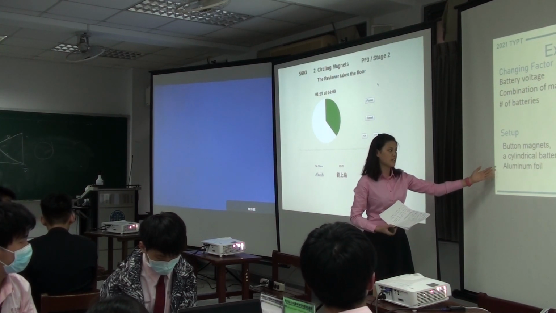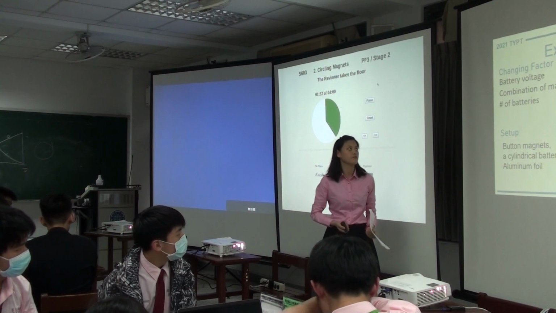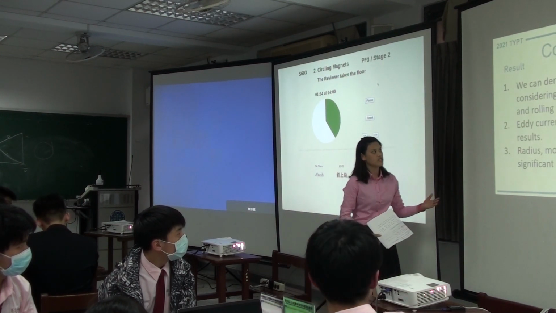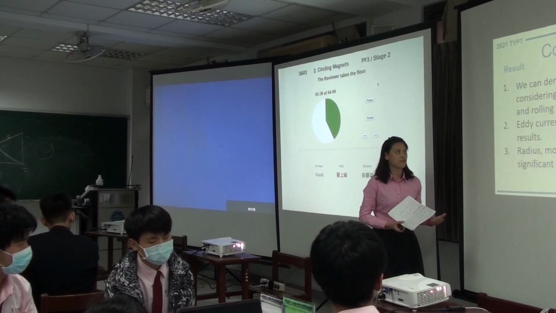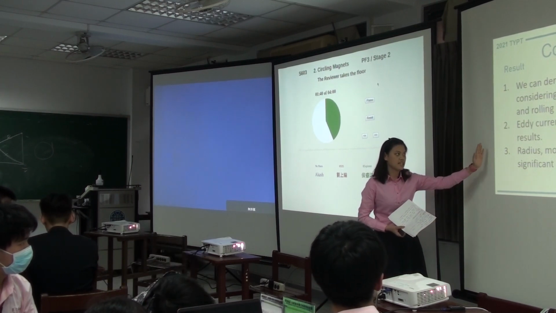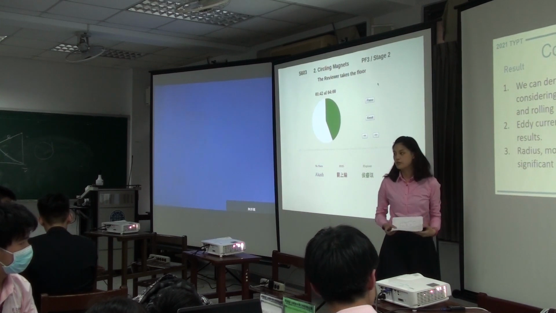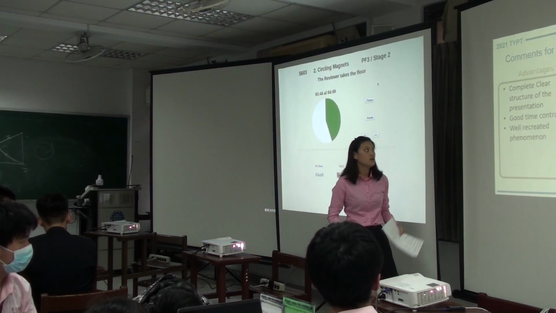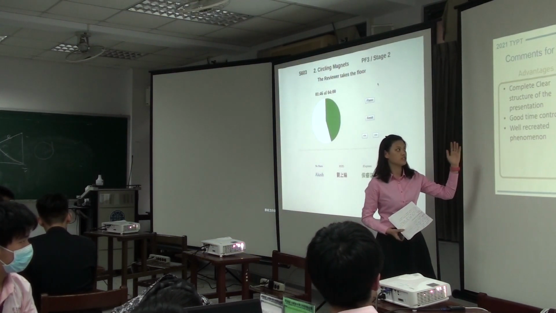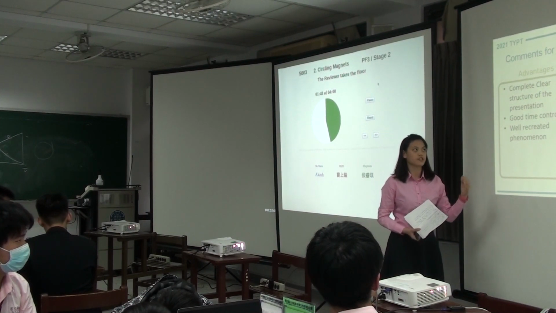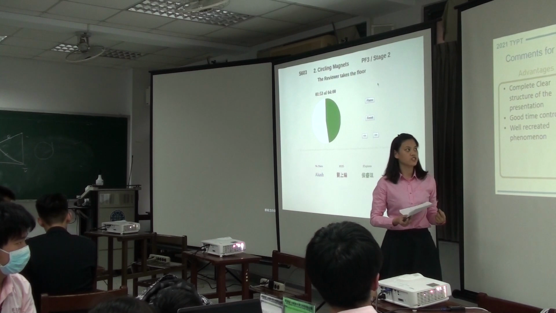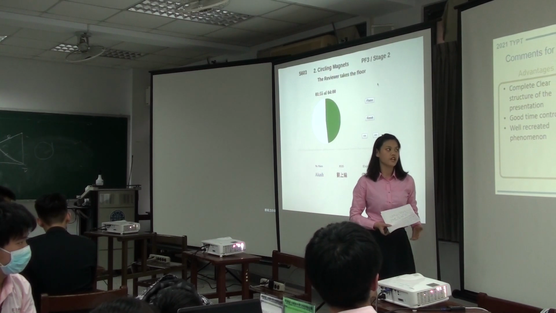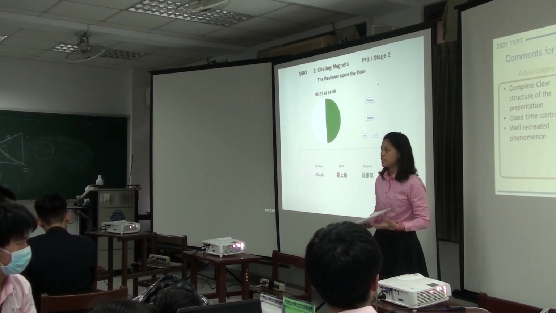They used bottom magnets, a cylinder battery, and aluminum foil. The conclusion is that they can derive the governing equation considering the current, magnetic field, and rolling friction. Second, the eddy current could cause error in the result. The advantages are a complete, clear structure of the presentation and good time control. But the suggestion is that they didn't consider the effect of eddy current, battery resistance, and centrifugal force in their model.